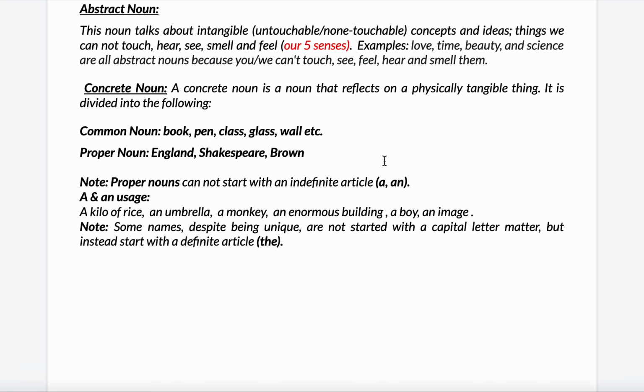These are proper nouns, and when we talk about proper nouns, we use a capital letter at the beginning of these nouns. When we talk about common nouns, we don't use a capital letter at the beginning of these nouns. So note, proper nouns cannot start with an indefinite article.